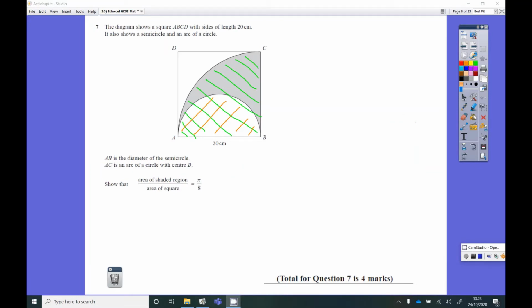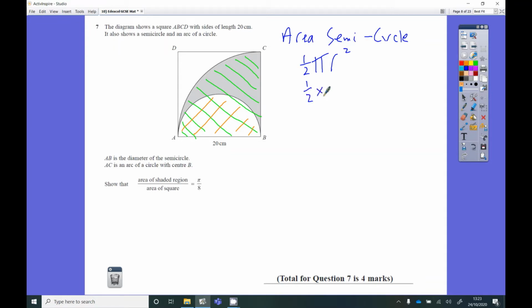So, question 7. Let's start off by working out the area of the semicircle, that bit that I've shaded in orange. Now the area of a circle is pi r squared. So half a circle, a semicircle, is going to be half pi r squared. For this little semicircle down here, the diameter is 20, so the radius is going to be 10. So that's half times pi times the radius, 10 squared. 10 tens are 100. A half of 100 is 50, so that's 50 pi.